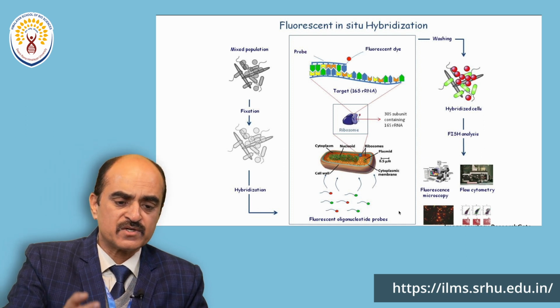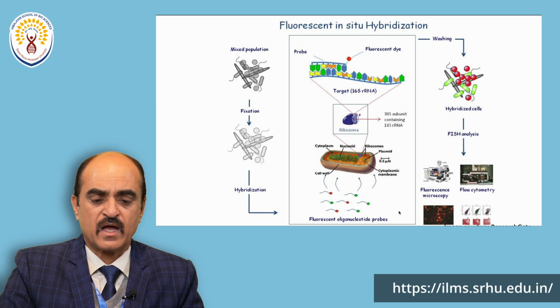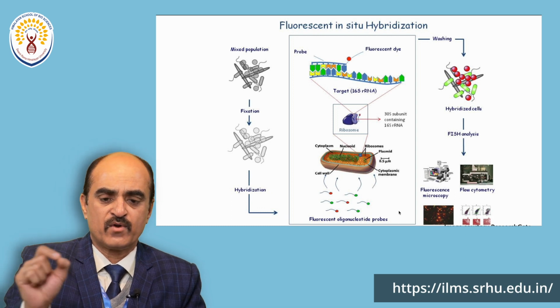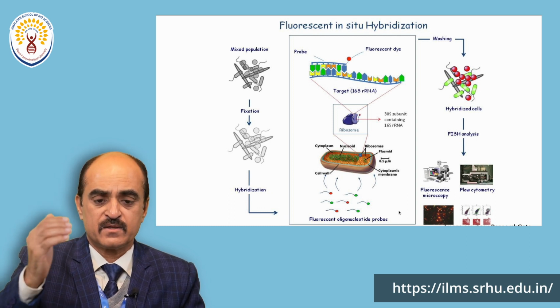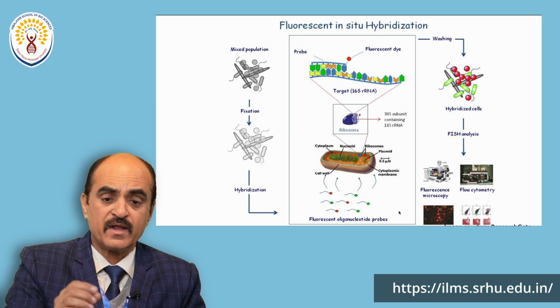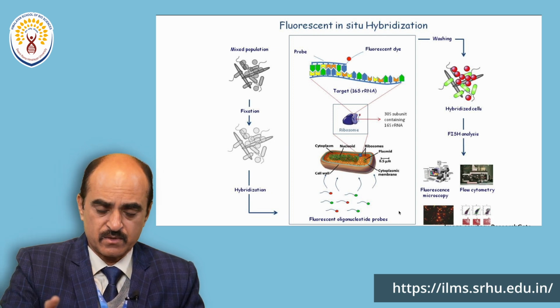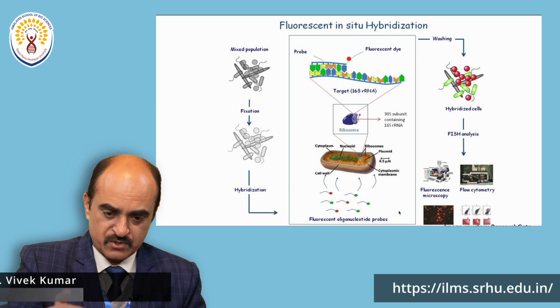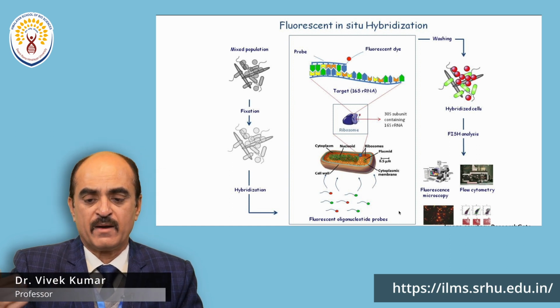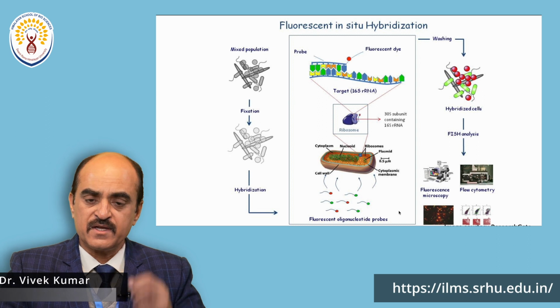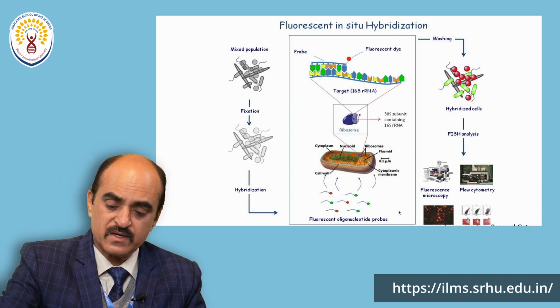You have a mixed population, then you fix the microbiome, and there is hybridization. You have a fluorescent dye with a probe DNA, and then the probe DNA having the fluorescent dye will go and attach to the similar sequence, and then it will hybridize the cell. Using this FISH technique, you can identify that particular sequence.